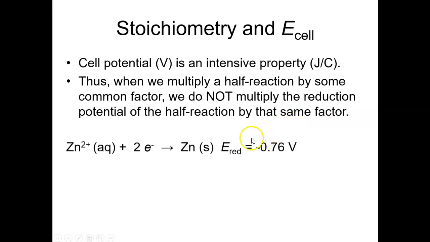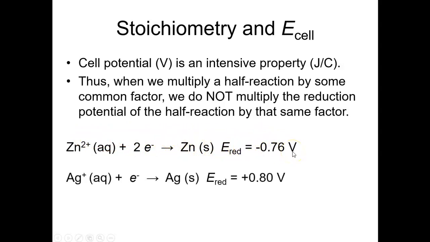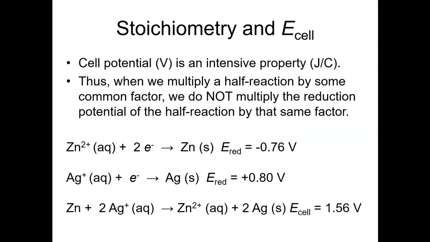Here, as we've just seen, is the reduction potential. The standard reduction potential for zinc is negative 0.76 volts. The standard reduction potential for silver is positive 0.8. That means that silver, relative to hydrogen, is pretty easy to reduce. So now if I make a cell out of zinc and silver, its cell potential is going to be the difference between these two numbers. It's going to be 0.8 minus negative 0.76.